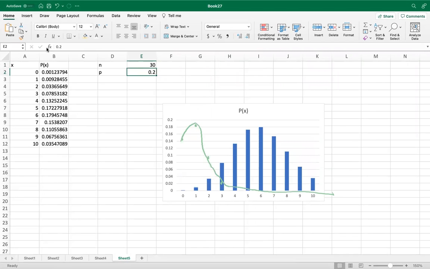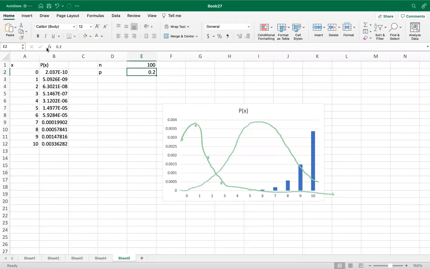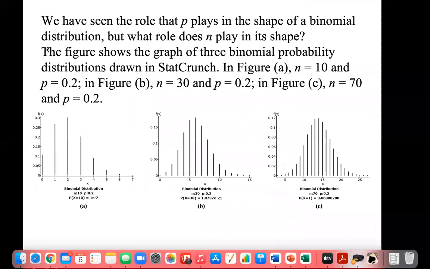So N equaling 30. Our values are kind of switched now. N equaling 100. Let's see what happens there. It starts moving further and further away from us, and the scale kind of gets all crazy. But let's see what this says.